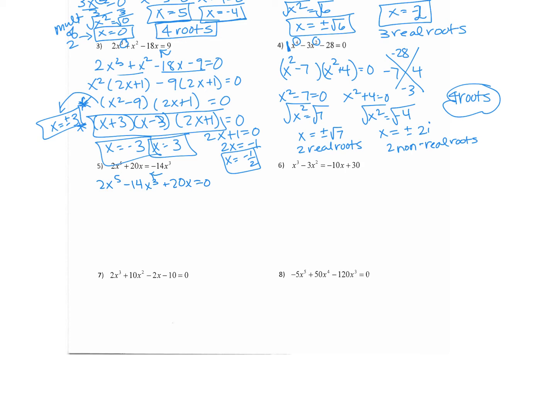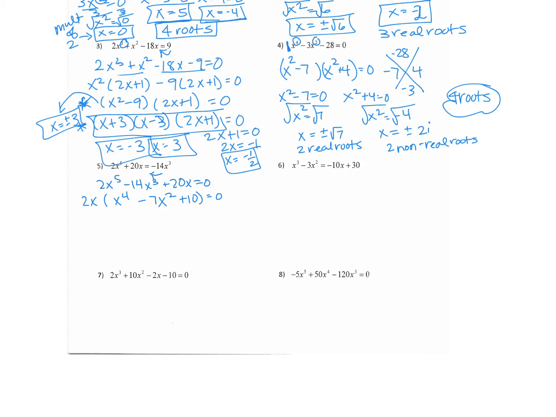So this particular problem has a GCF. My GCF for this problem is x. You could say 2x or x, but you have to say the x. So I get x to the 4th minus 7x squared plus 10 equals 0.